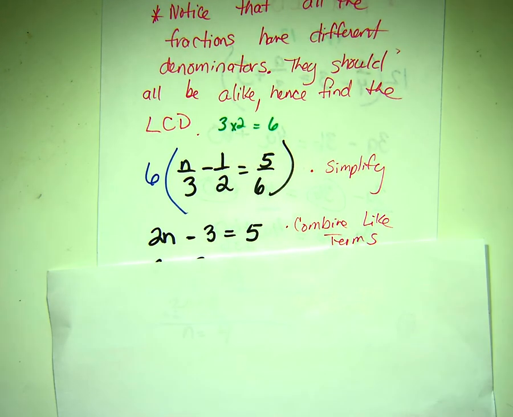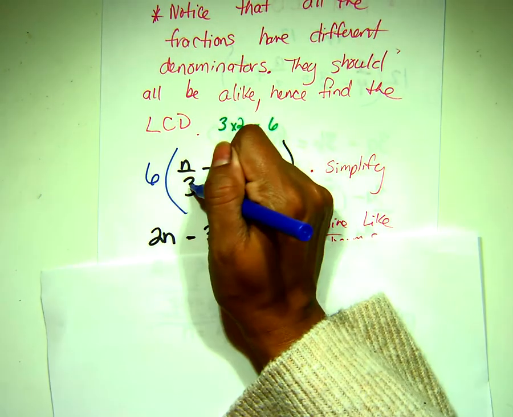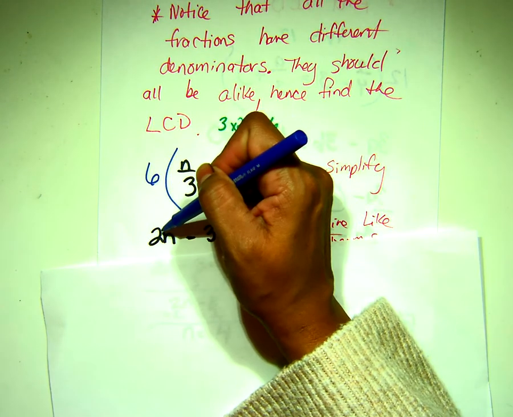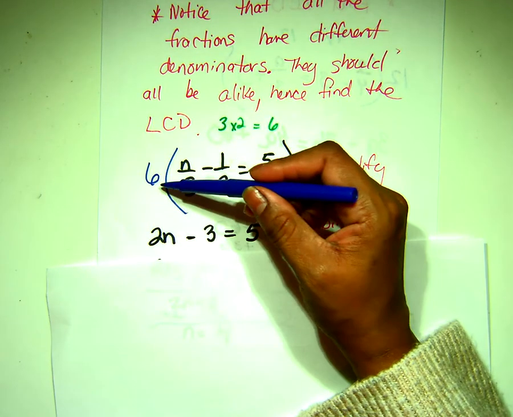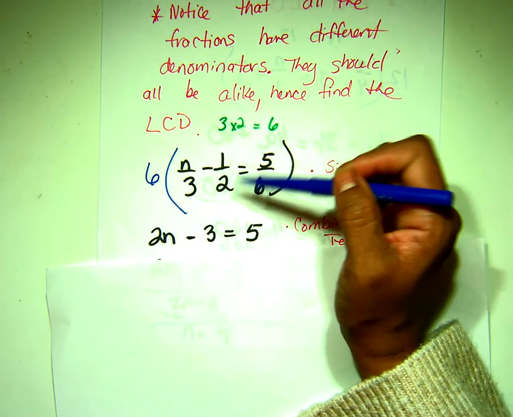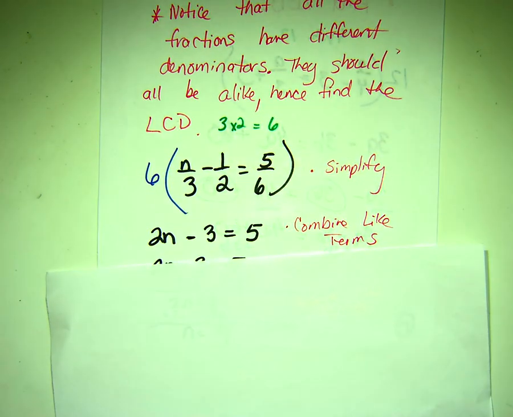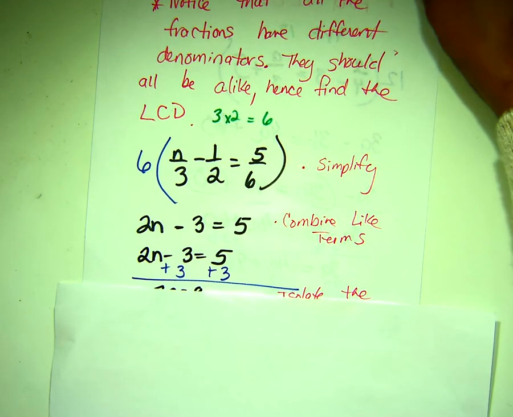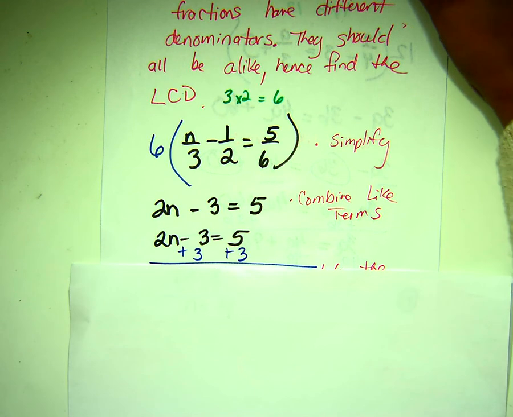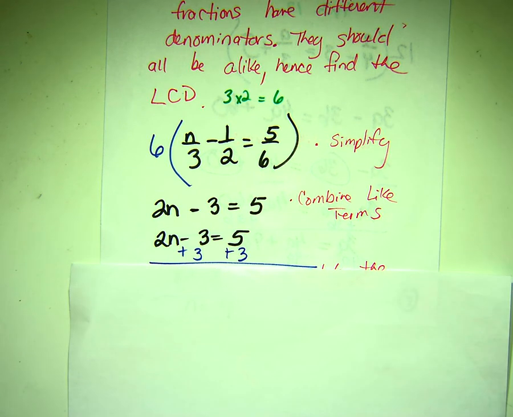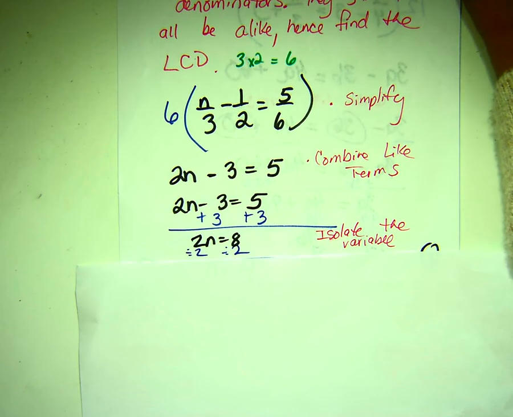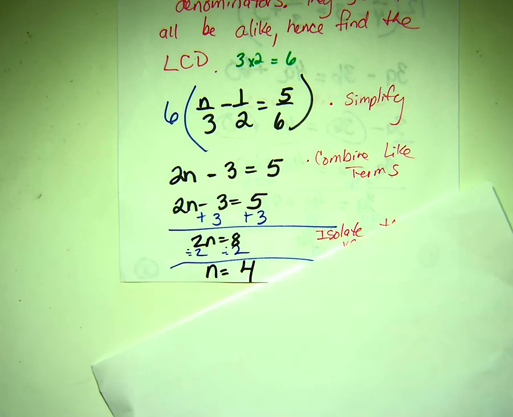When I simplify that, I know that 3 can go into 6 2 times. 2 times n gave me the 2n. 2 can give the 6 3 times. 3 times 1 gave me the 3. And the 6's right here eliminate each other, so I just brought down the 5. Now we're going to combine like terms by adding 3 to both sides. When I add 3 to both sides, the 3's cancel each other out on the left-hand side. 5 plus 3 gives you 8. Now I'm going to isolate the variable. Divide both sides by 2, and 8 divided by 2 gives you 4.